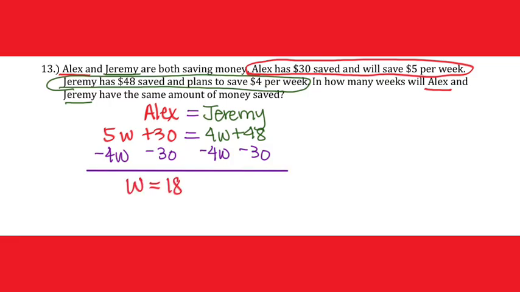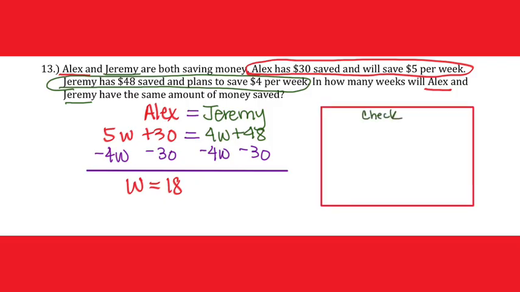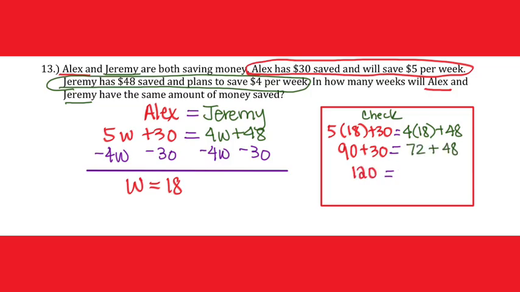So how could I check this? Well, I could substitute it in. And if Alex is saving for 18 weeks and Jeremy is saving for 18 weeks, this should be the same. And we could also find out what that value is. And we see that Alex is going to have 120, and so will Jeremy. So they will have 120 in 18 weeks.